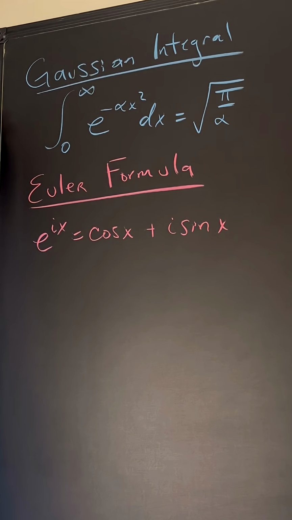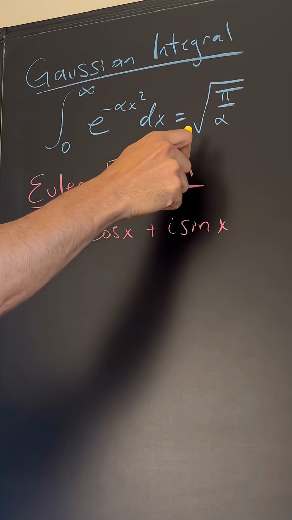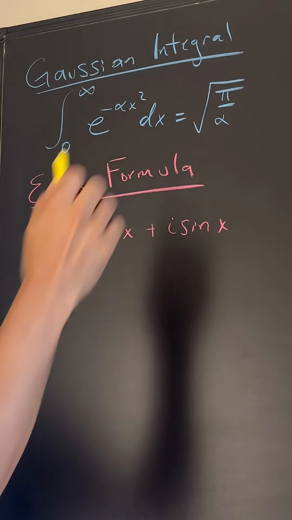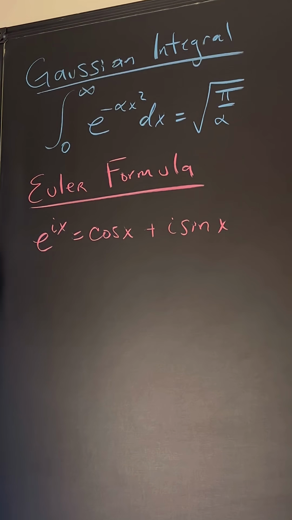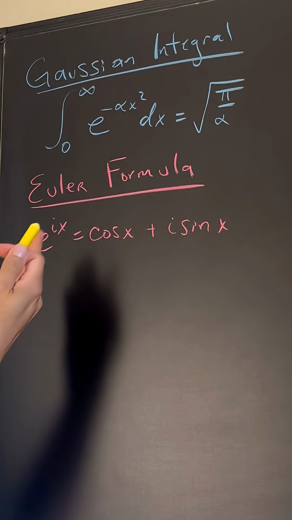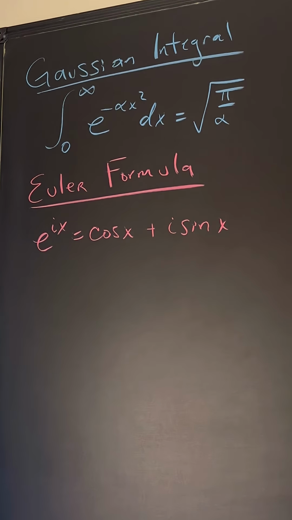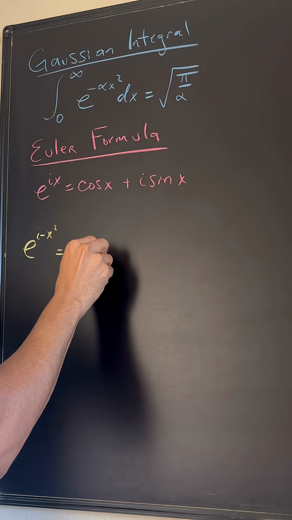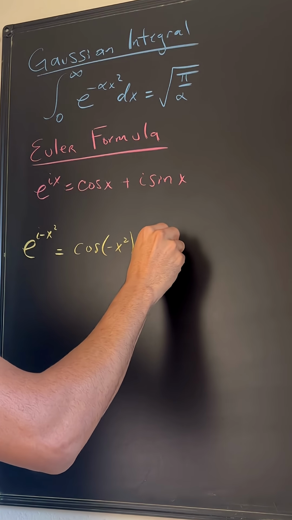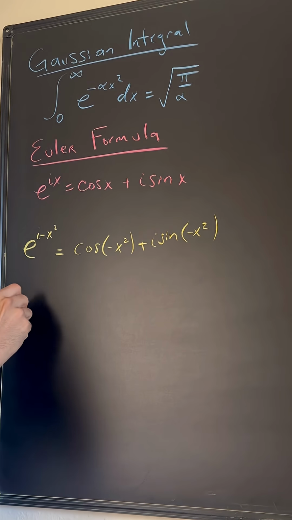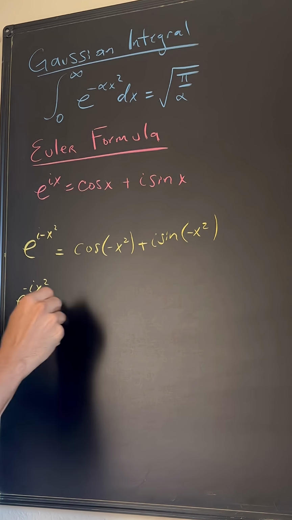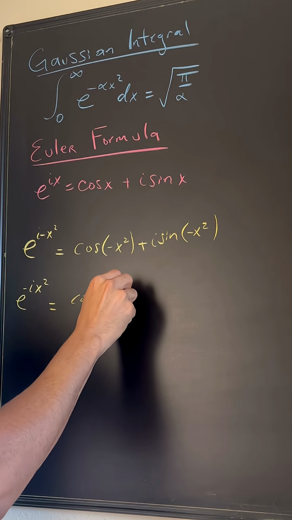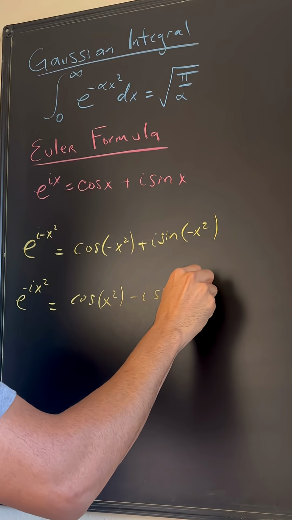One, that this is the Gaussian integral: for any value alpha, it will equal the square root of pi over alpha. And also that this is the Euler formula, e to the ix is equal to cosine x plus i sine x. And now we go ahead and rewrite our input as negative x squared. So we have the cosine with the negative x squared and the sine with the negative x squared. On the left side, we kind of just clean that up to make it look a little nicer. And on the right side, we recognize that cosine is an even function and that sine is an odd function.